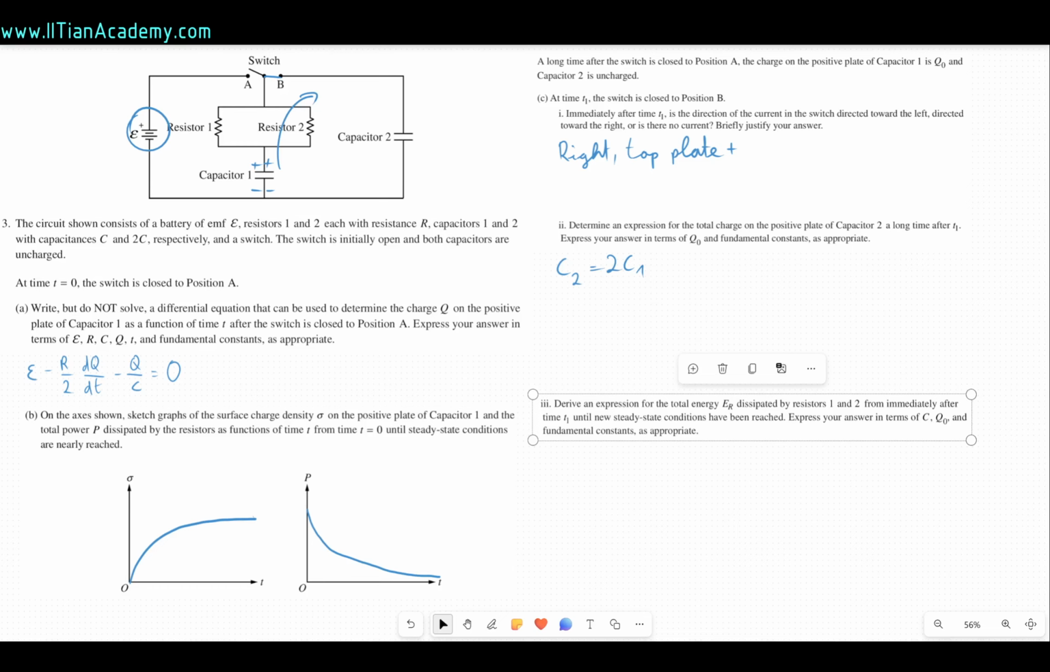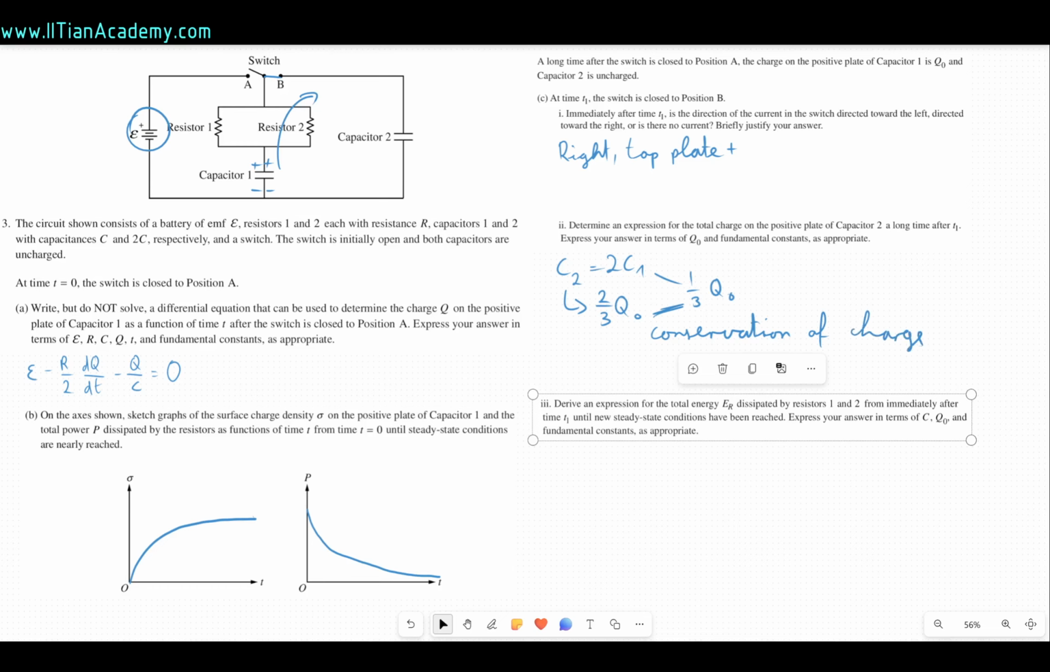Therefore, this will be 2 over 3 Q0, so that C1 can be 1 over 3 Q0. So we see that this is twice as large, and they add up to 1, conserving charge. So conservation of charge is very important here. Their sum has to be the same as the initial quantity.